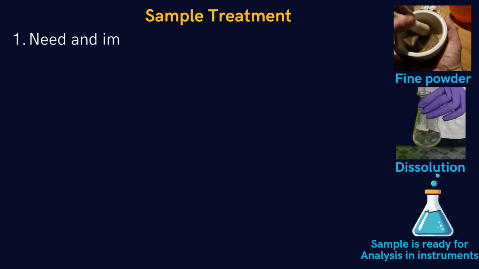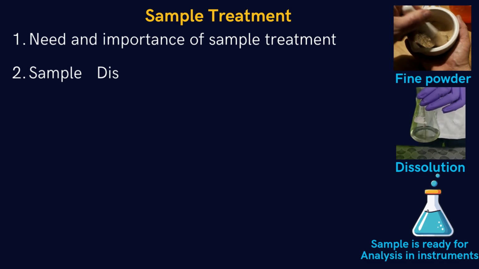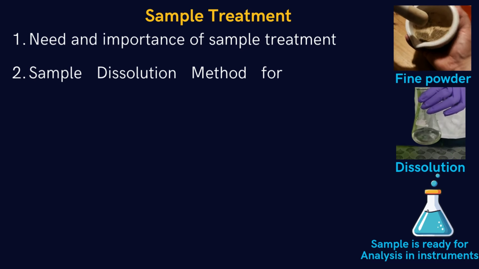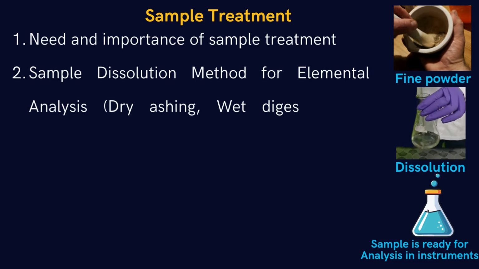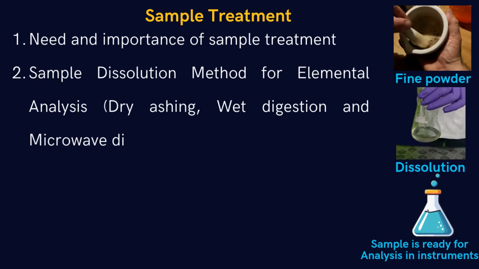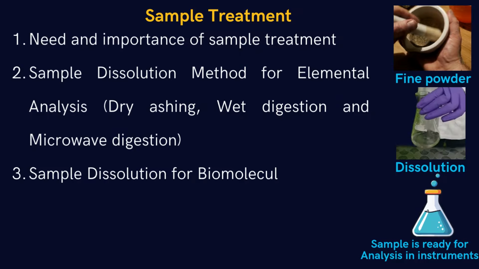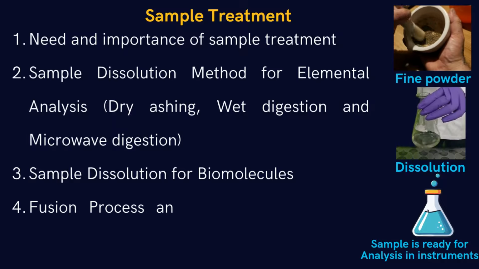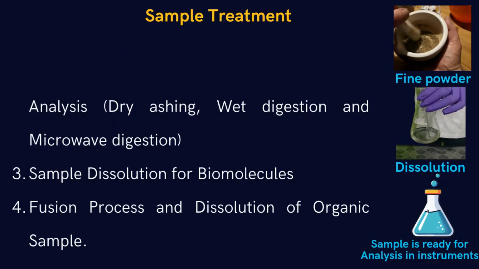Let us see the topics in sample treatment that we will learn here. First one is, need and importance of sample treatment. Second one is, sample dissolution methods for elemental analysis, such as dry ashing, wet digestion and microwave digestion. Third one is, sample dissolution for biomolecules analysis, and fourth one is, fusion process and dissolution of organic sample.